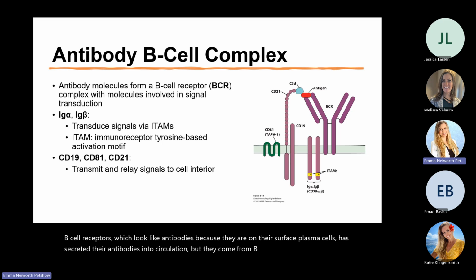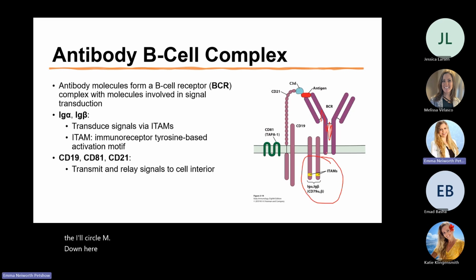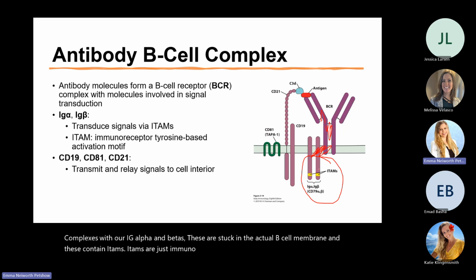Okay, so anyway, the B cell receptor forms a signaling complex. It forms that with Ig alpha and Ig beta. I'll circle them down here. So the B cell receptor here complexes with our Ig alpha and betas, these are stuck in the actual B cell membrane, and these contain ITAMs. ITAMs are just immunoreceptor tyrosine-based activation motifs. Yikes. Who wants to remember that? Essentially, it means that they're dealing with tyrosine, the amino acid, and that's what's inside here, these ITAMs, and that's the reactive component. That tyrosine can react with other things intracellularly and cause a secondary reaction, right?